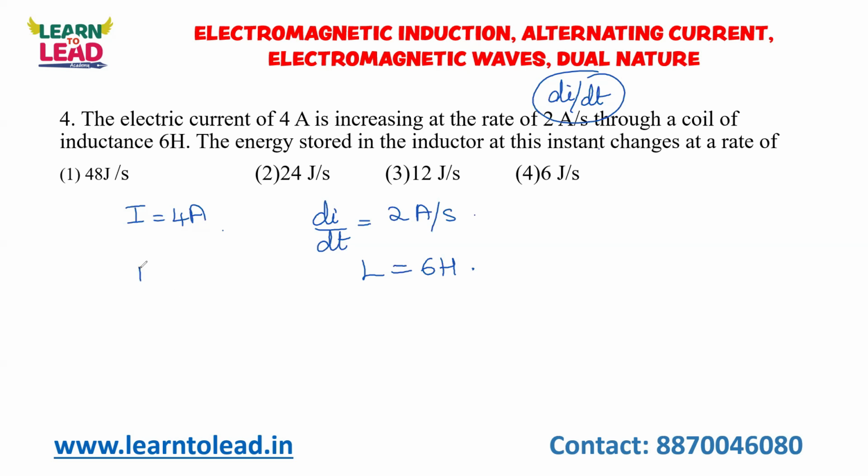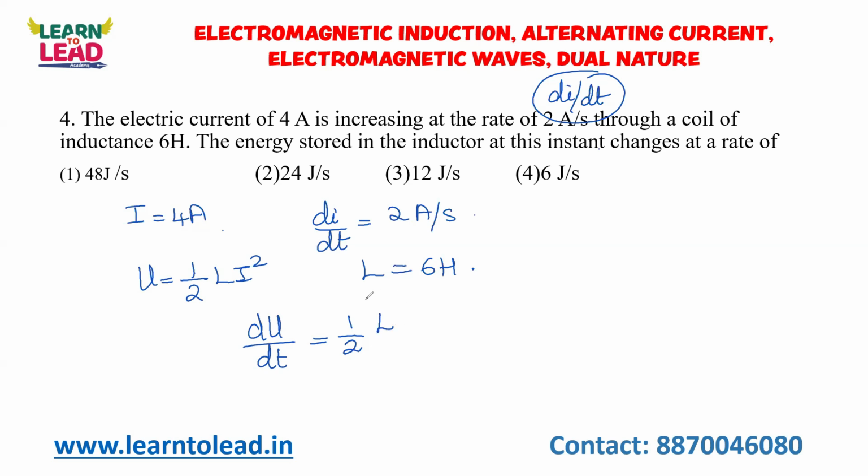Actually, the energy stored formula, I already said in the first question, is half L i square. Okay. Now they are asking how the energy stored changes with respect to time. When we write the change, the formula is 1 by 2 into L i square, so current is what I will differentiate with respect to time.